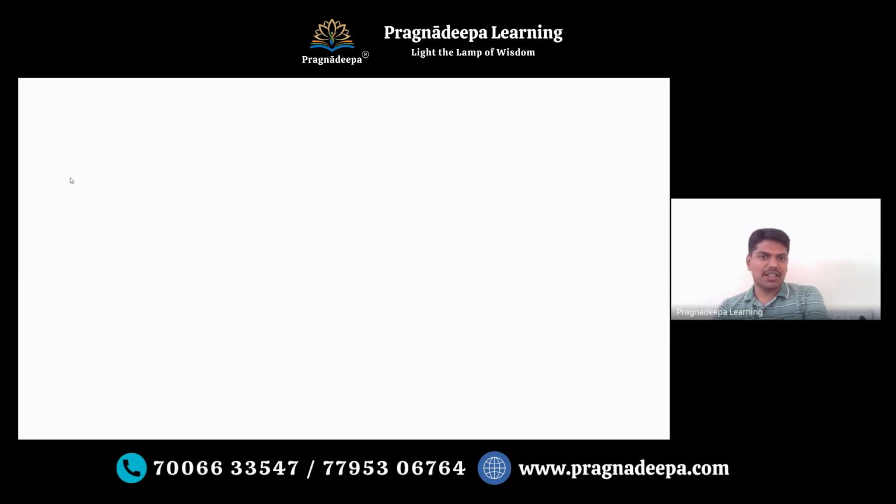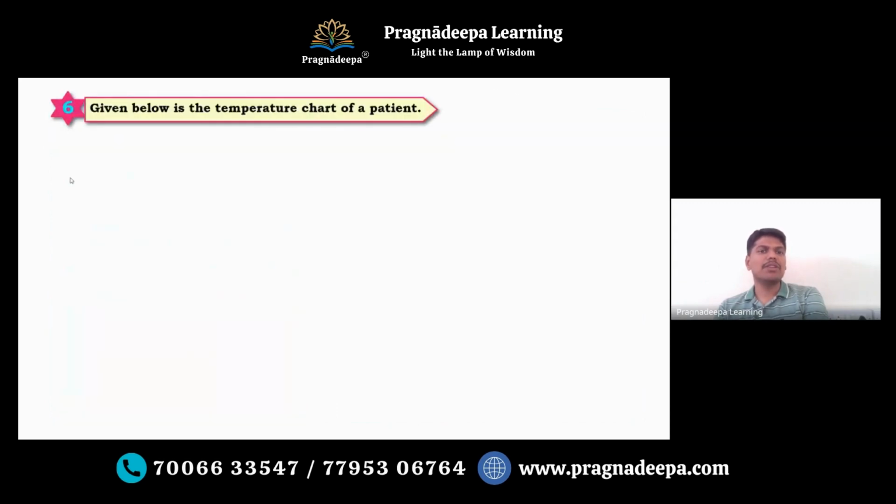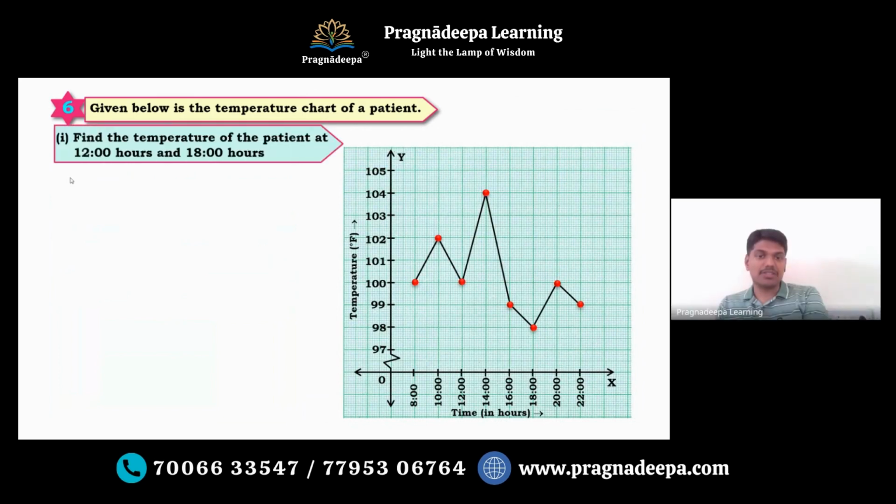There is one more question. I guess you can understand this, right? Yes, sir. Okay. Next. Given below is the temperature chart of a patient. Yesterday also we solved this type of problem, but intentionally I changed the unit of the temperature. What is the unit of the temperature I have taken in this problem? So now it's Fahrenheit. Very good.